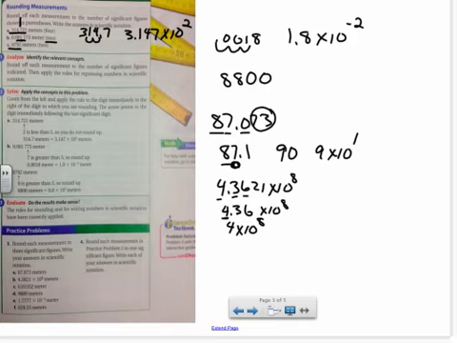On C, we've got 0.0. That's a 0. 0.1552.